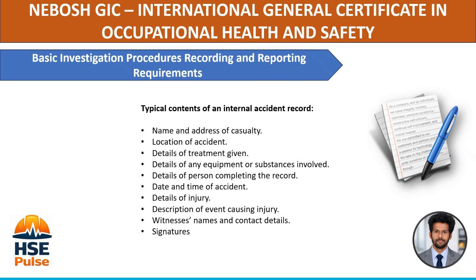The details of the person completing the record. Date and time of the accident. Details of the injury which has occurred to the worker. Description of the event causing the injury. And eyewitness names and contact details, and the signatures of the injured person and the person who has filled in the record. In many companies, you might have seen that accidents are reported using a Word document, or there will be a platform available for reporting incidents, near misses and all. Hope you also might have been exposed to it.